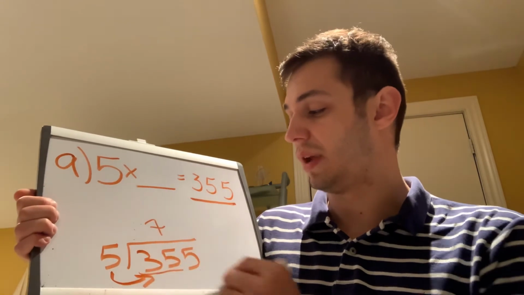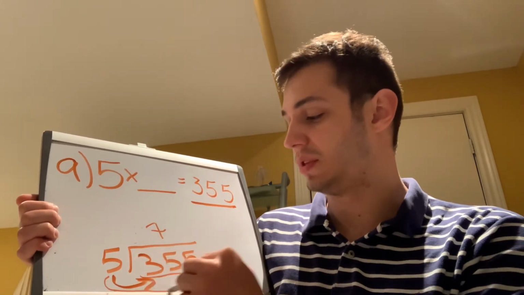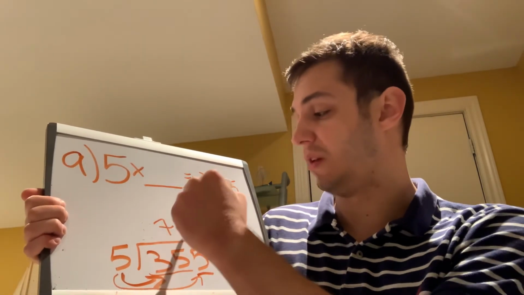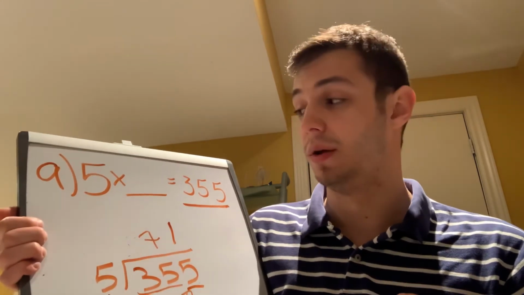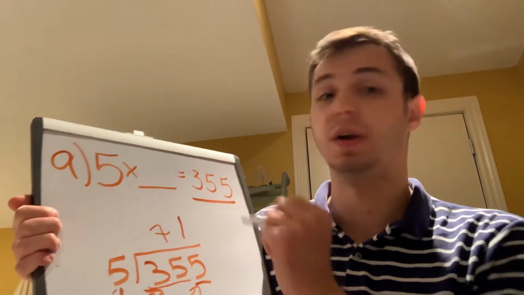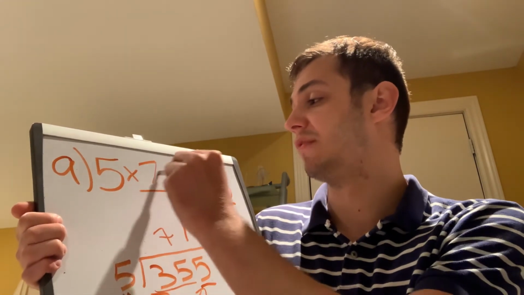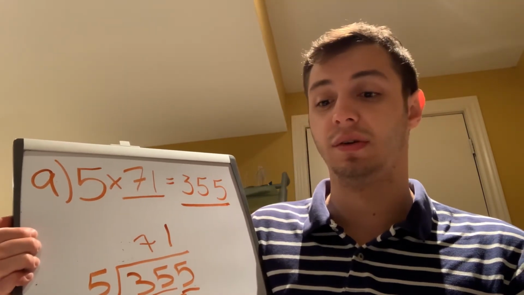So now we have to figure out the last number, 5. How many times does 5 go into 5? 1 time. And I'm going to write it over the 1. So our answer is 71. So now that we've solved, I can plug in that missing number in my multiplication problem. 5 multiplied by 71 equals 355.